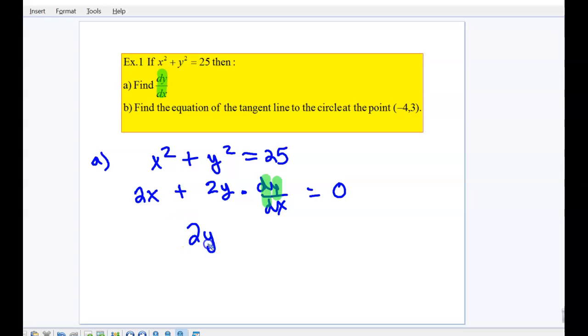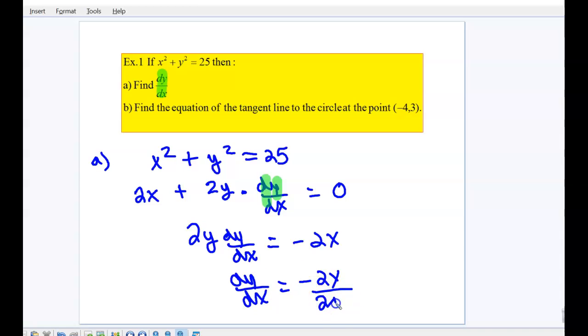So I'm going to leave the 2y dy dx on the left side of my equation, and I am going to subtract the 2x to the other side, and then I'll divide both sides by 2y, and I'll get negative 2x over 2y. And now if I simplify this, my derivative is negative x over y. So this still represents the equation for the slope of my tangent line, but notice the derivative has both an x and a y variable.